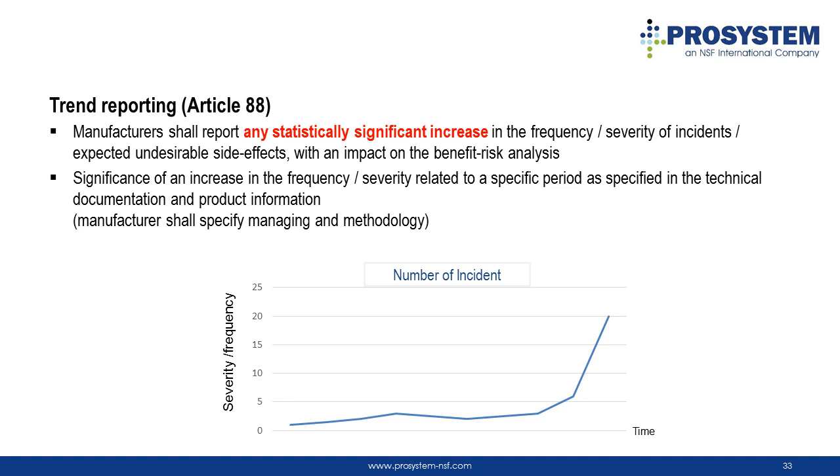There may be more than one threshold value for various non-serious incidents. The plan should also state that in case of a significant increase of the severity, these incidents will be reported and investigated in accordance with the requirements set forth in Article 87.